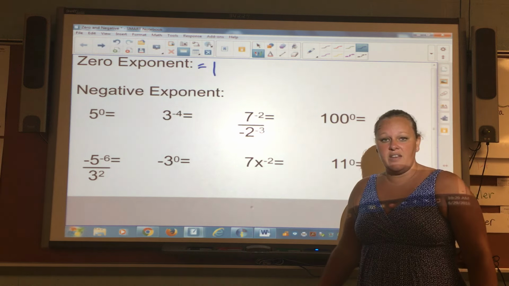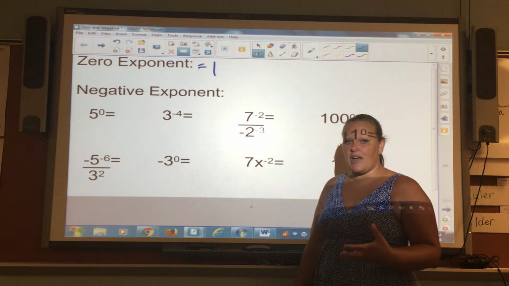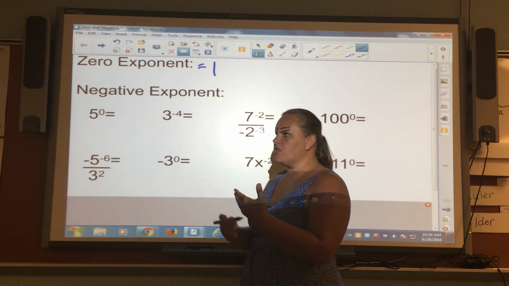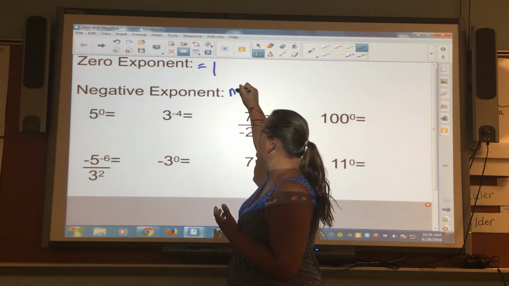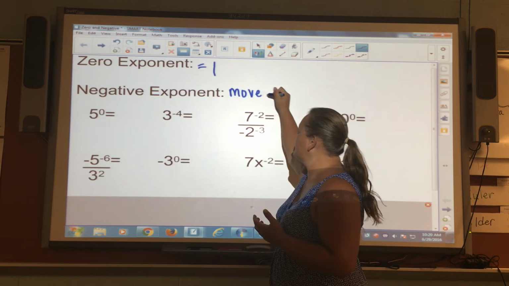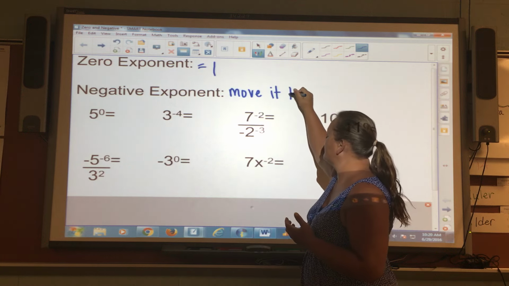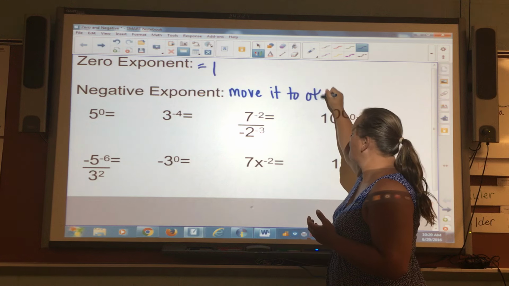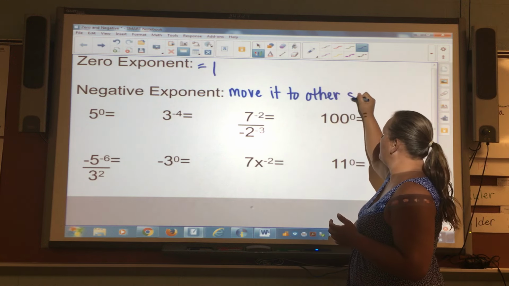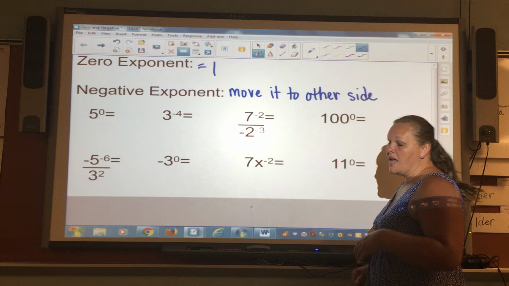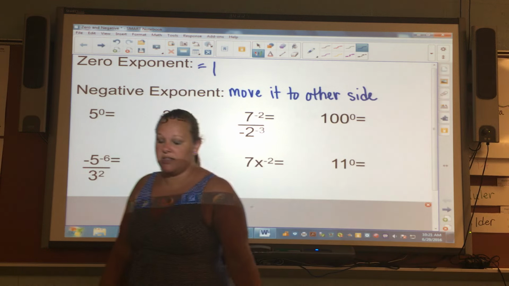The next one is negative exponents. If you have a negative exponent, you're just going to flip it or move it to the other side of the fraction. And then the exponent will become positive.